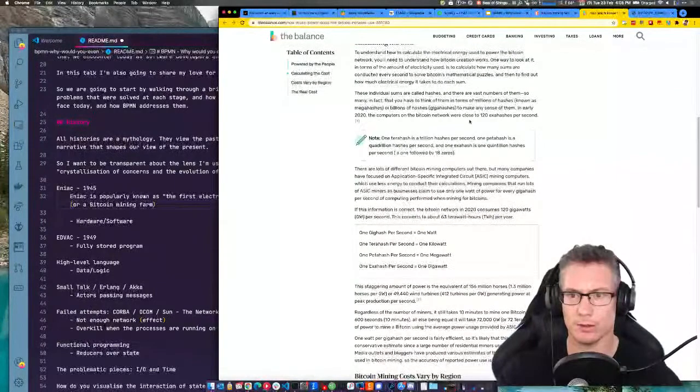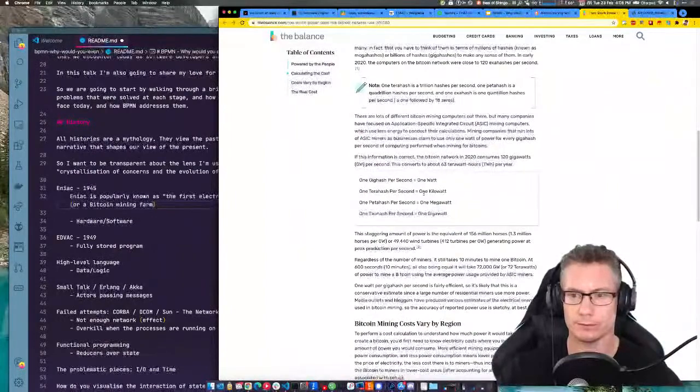Okay, but exahashes per second. Calculate how many sums are conducted every second. Find out how much electricity it takes to do each sum. Oh my goodness. 120 gigawatts per second.